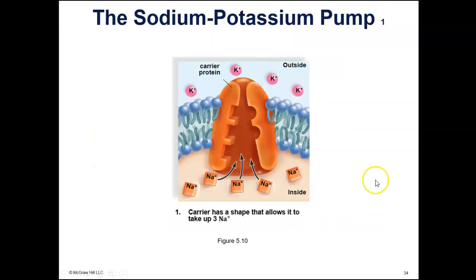So this is a picture of the sodium-potassium pump. You can see that it has 3 spaces for sodium ions and then 2 spaces for potassium ions. Actually, I think the picture is misleading here about the concentrations, but you're just going to have to take my word that the concentration of sodium is high outside and the concentration of potassium is high inside the cell.